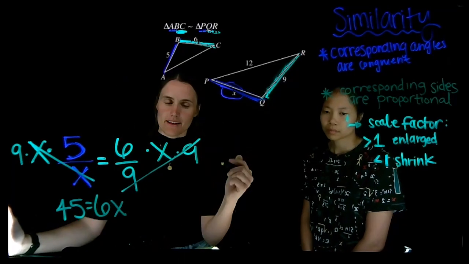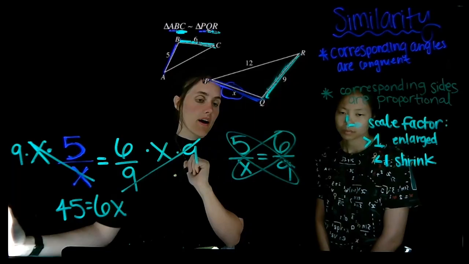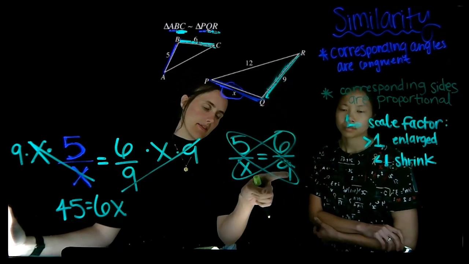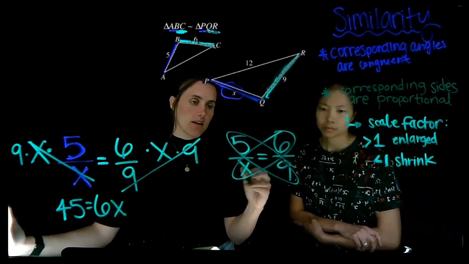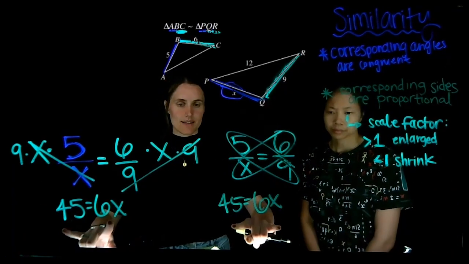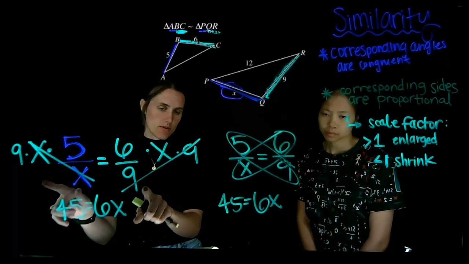So if we rewrite this, we can use our shortcut with cross multiplication, which is when we multiply across the equal sign. So this denominator gets multiplied by this numerator, and this denominator gets multiplied by this numerator. So I'm left with 5 times 9 is 45 equals 6x. So I'm left with the same exact thing. So if you guys want to use this shortcut, you can, or you can use this method by undoing both sides. Either way will work.